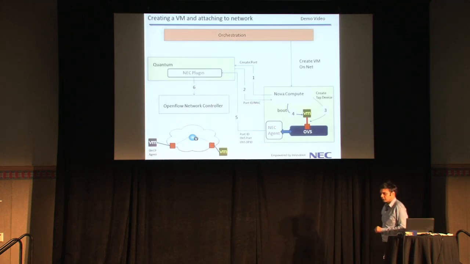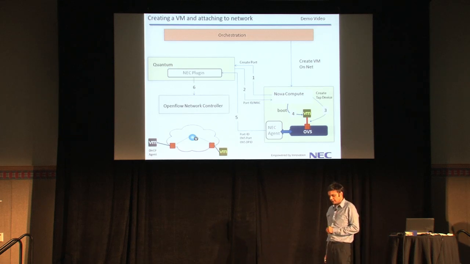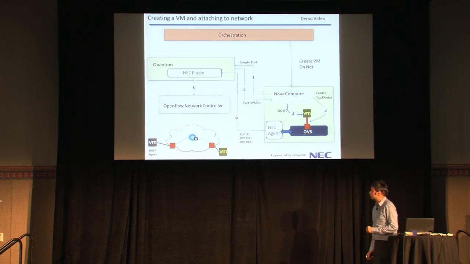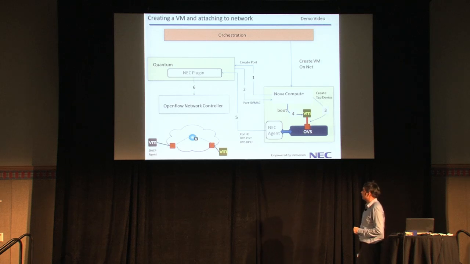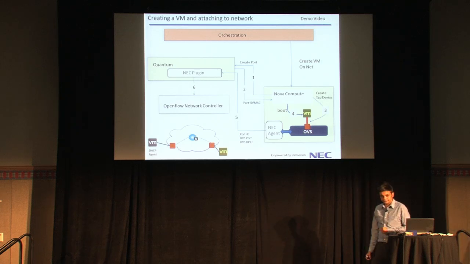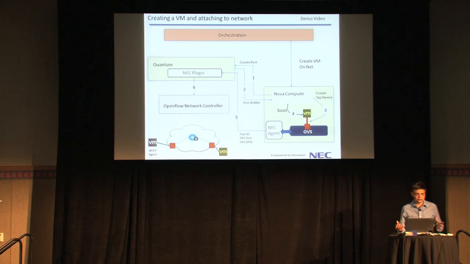So now the next part is I want to create an instance and I want to connect that to the layer 2 network which I just created. So the orchestration system asks the Nova scheduler, or the Nova scheduler asks the Nova compute, to create a VM. And then it asks Quantum to create a port. And from that port, it gets the port ID, the virtual port ID for the network, and also the MAC address.